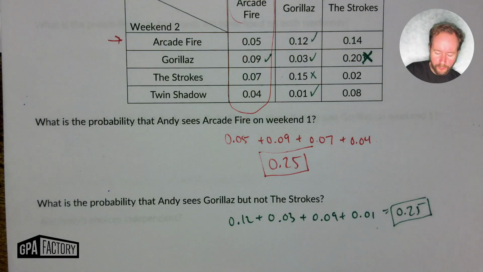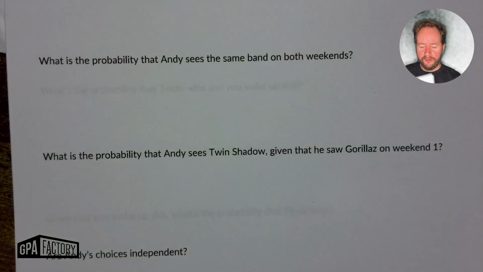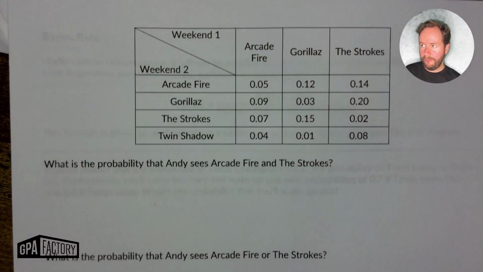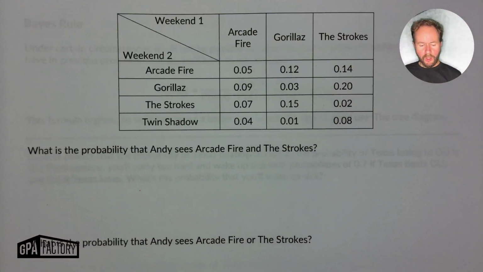All right, we're gonna do more probability from the table because I guess these kind of mess people up just because they're misreading the table. It's really important to read the table correctly. What's the probability Andy sees Arcade Fire and the Strokes?